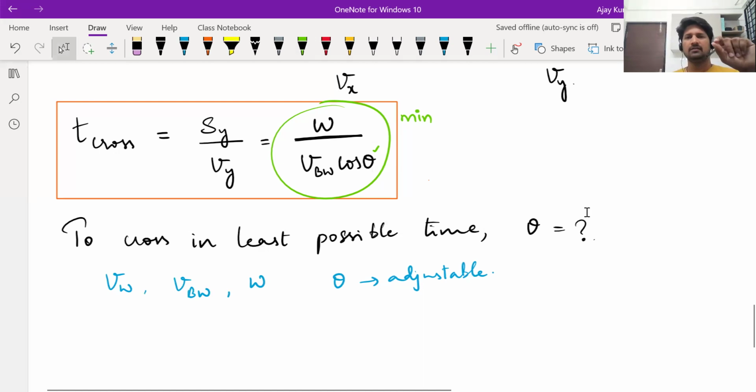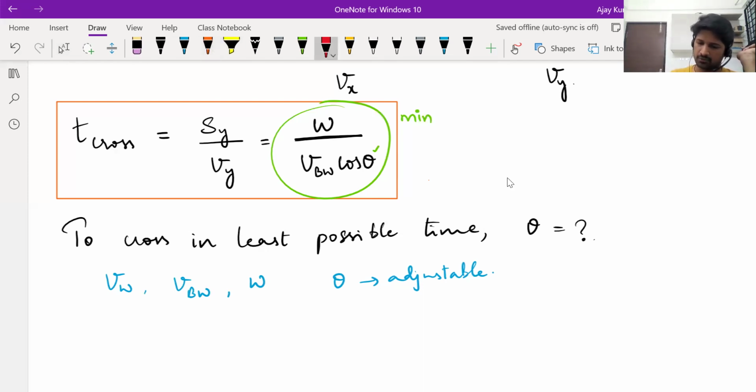The theta term is in the denominator. To minimize the fraction, should the denominator be maximized or minimized? If you want the whole thing to be minimum, should the denominator be at its maximum value or its minimum value? At the maximum value. The larger the denominator, the smaller the value of the fraction. We know that. So if you want to minimize this entire thing, you should maximize cos theta.